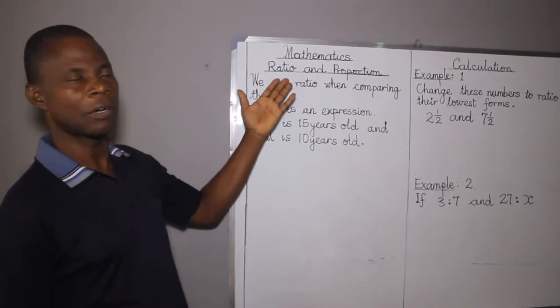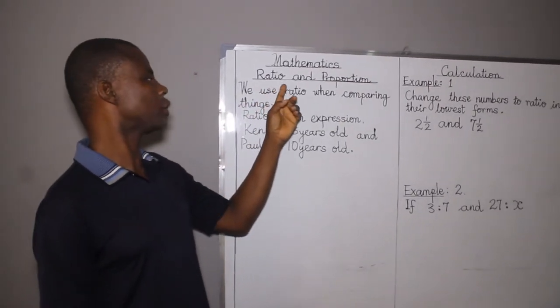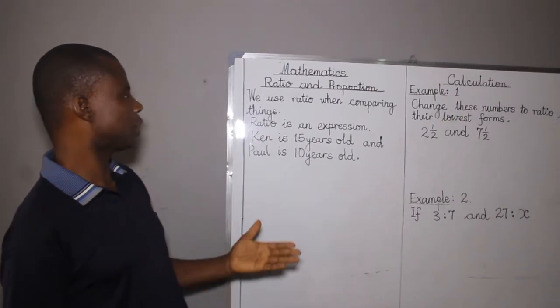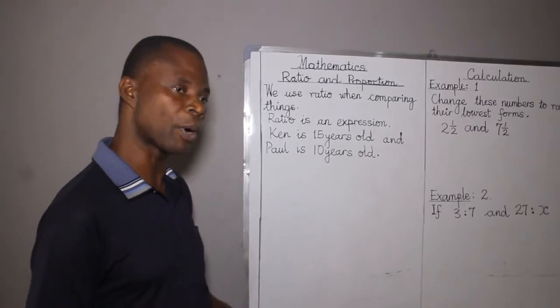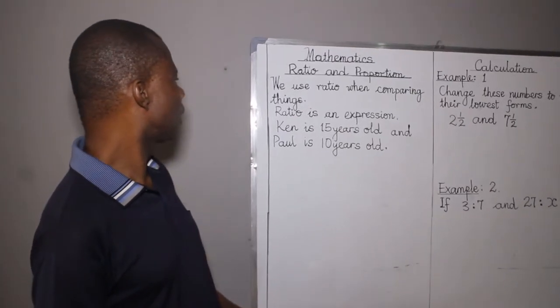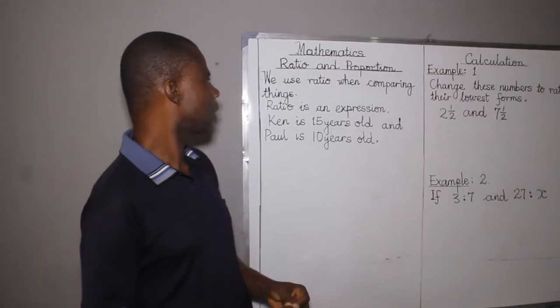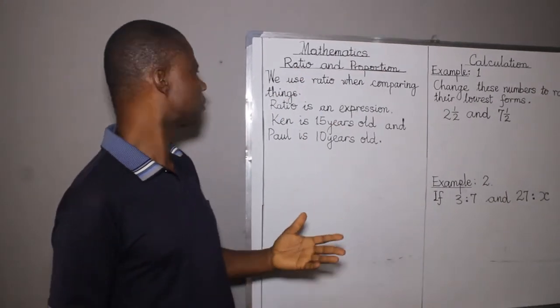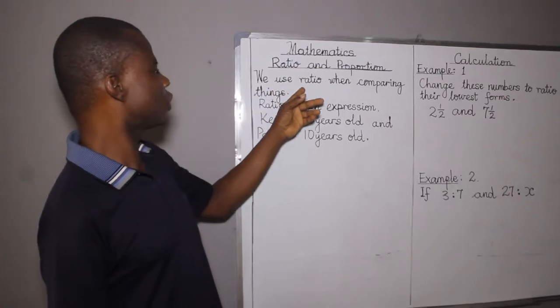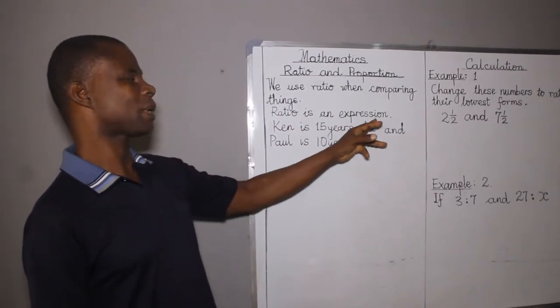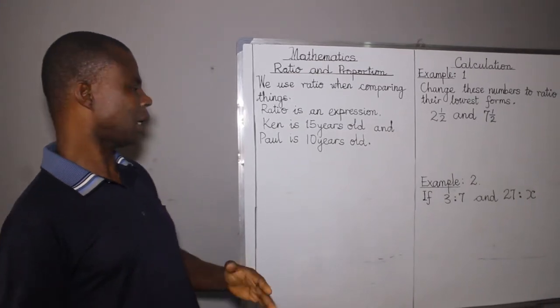The topic for this week is ratio and proportion. We'll start with ratio and gradually move into proportion. What is ratio? Ratio is an expression. That is, we use ratio when comparing things. In what sense?